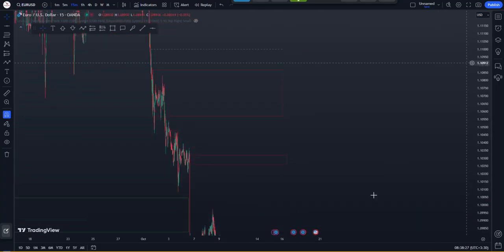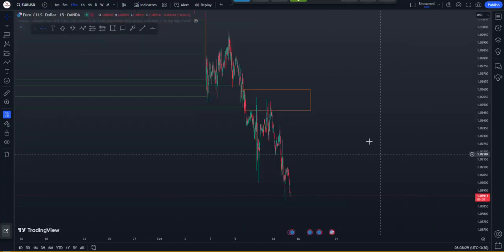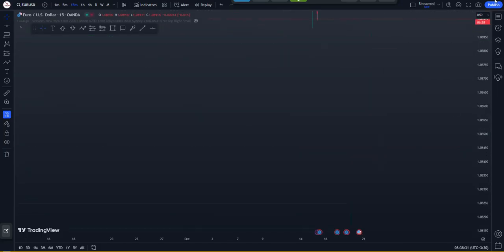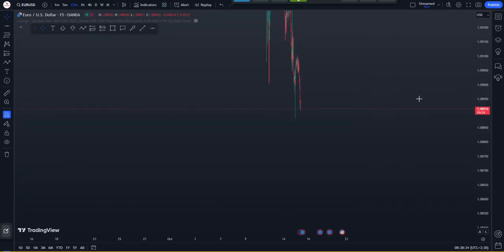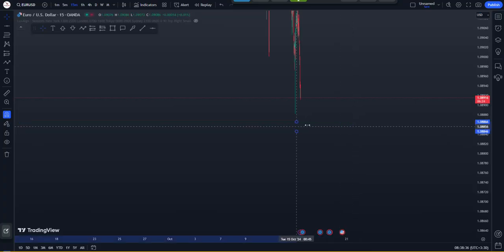spaces of that fake level, and this is a dangerous area for going short.